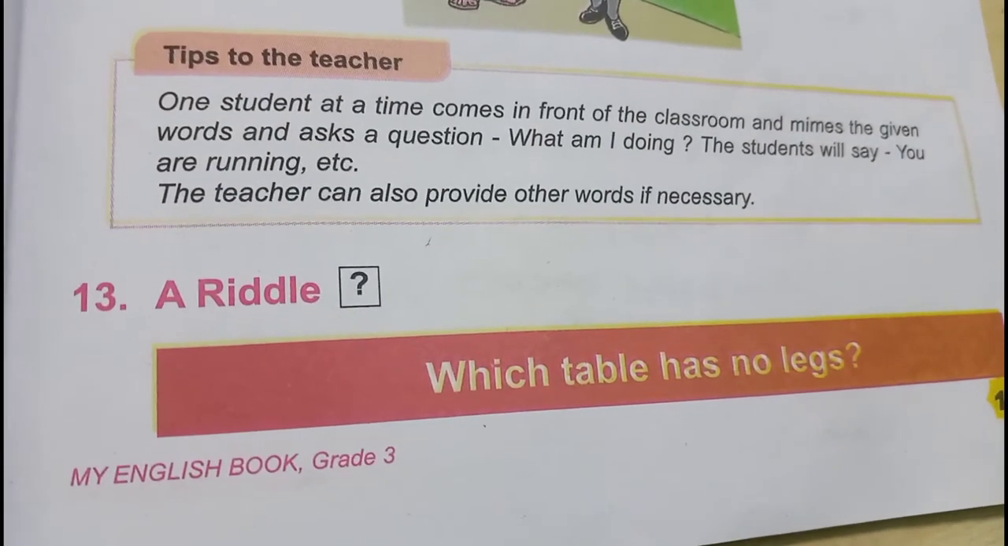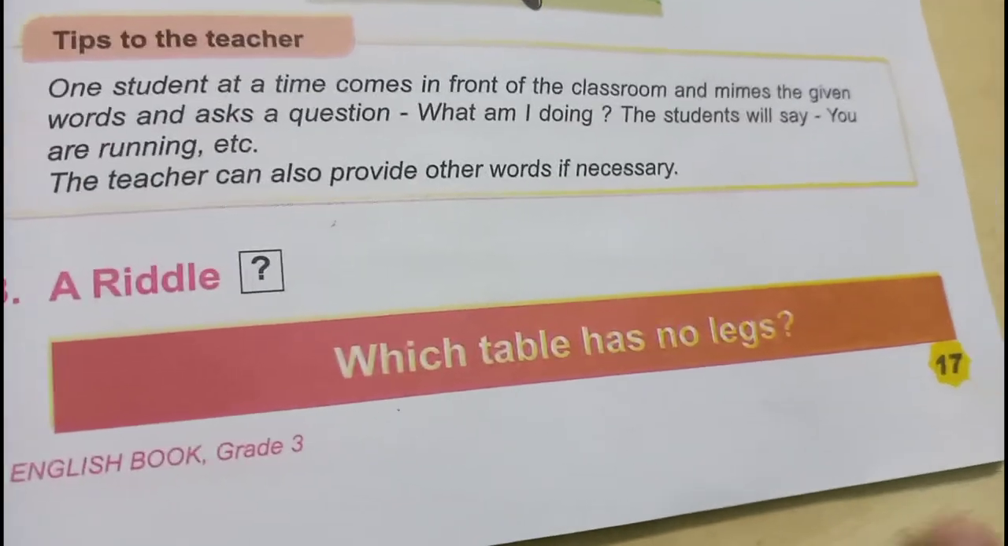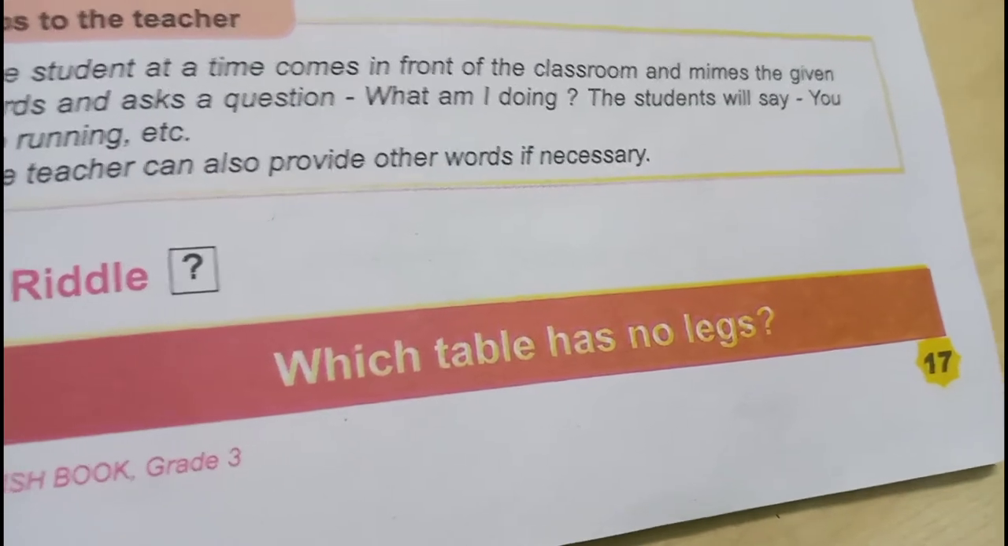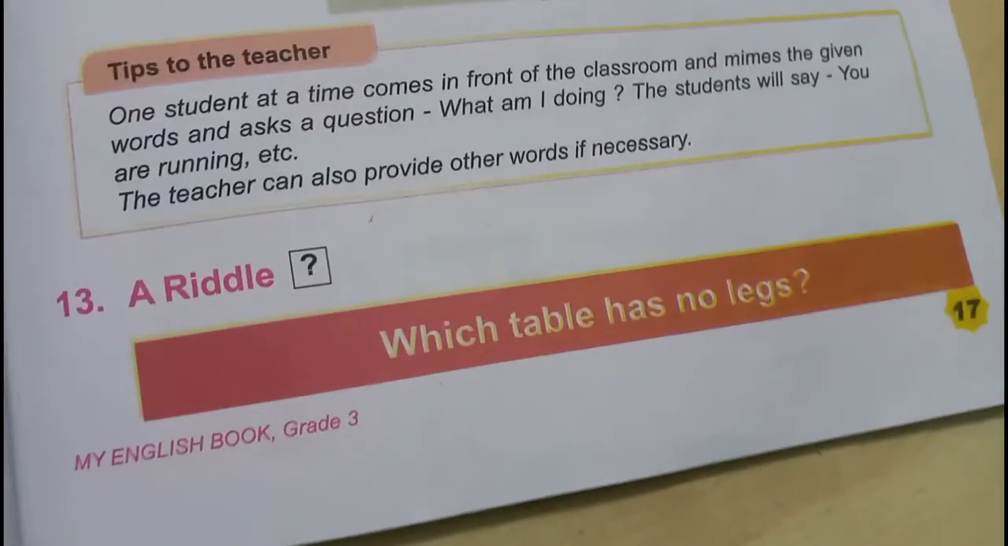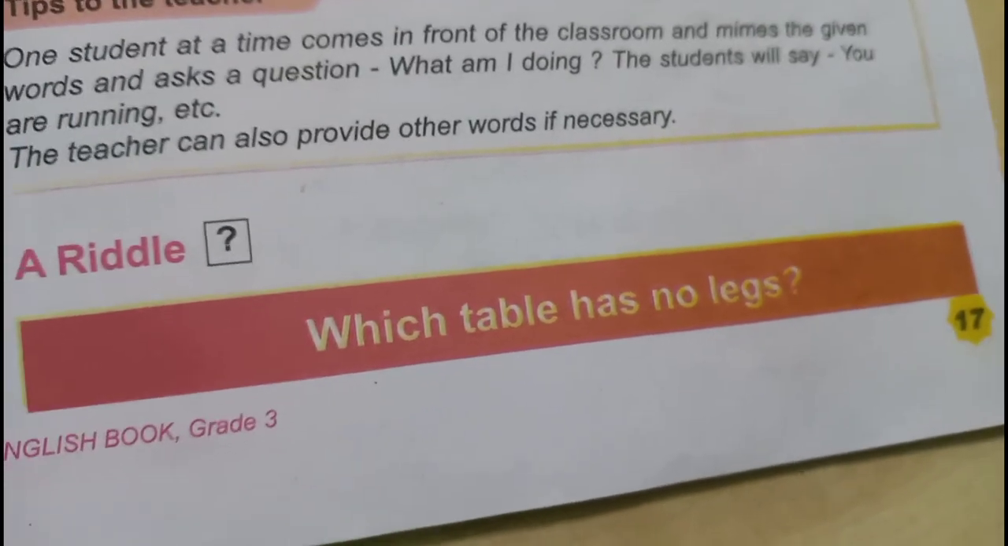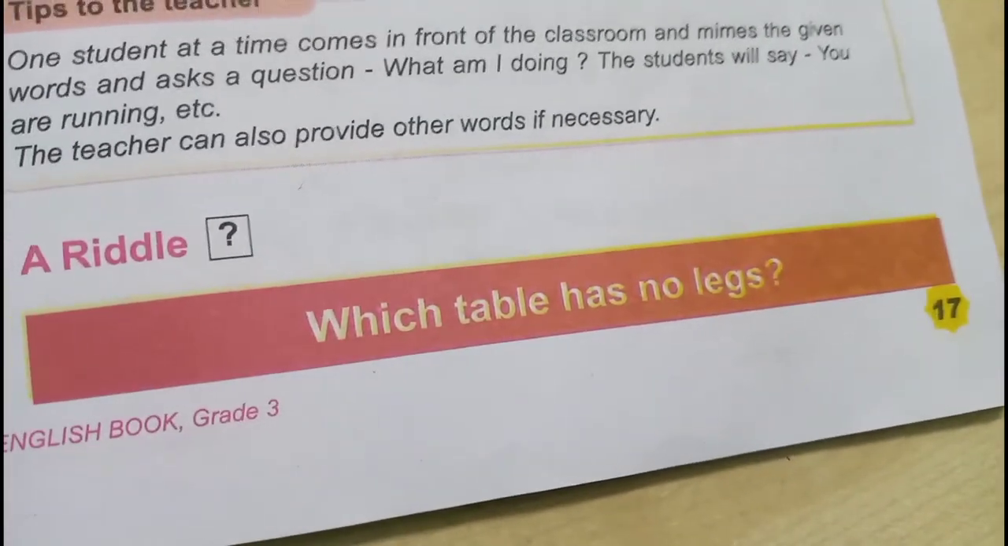Then finally, write a riddle. Which table has no legs? Vegetable. Vegetables. Good quiz. Good answer. Once again. Which table has no legs? Vegetables, no legs.